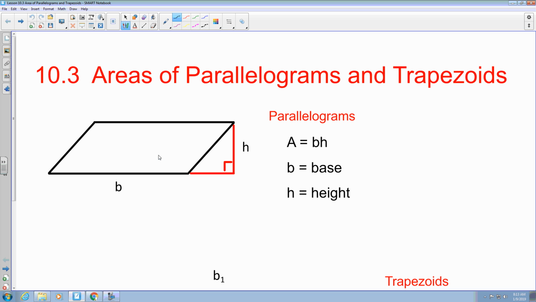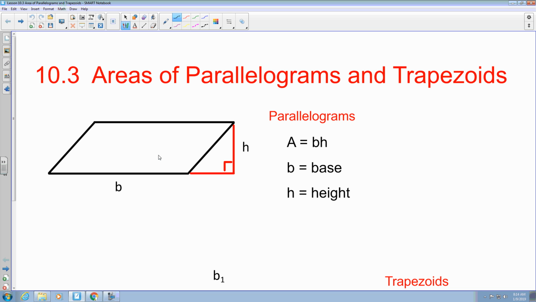All right, we are in section 10.3 where we are going to look at areas of parallelograms and trapezoids. One of the things that you have to be able to identify is, in each problem, are we looking at a parallelogram or are we looking at a trapezoid?